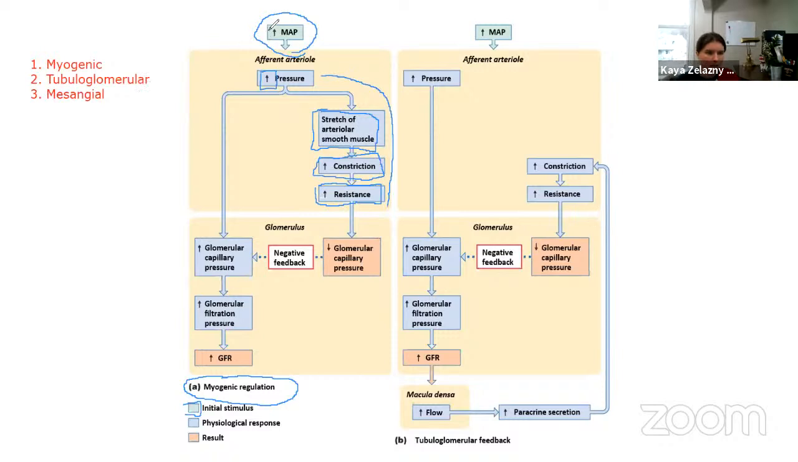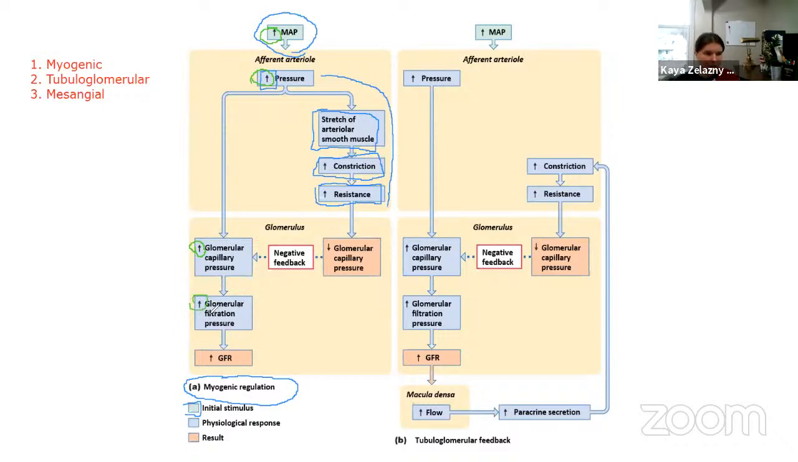Okay. So initially, if we have this rise in mean arterial pressure, and then a rise in the pressure in the afferent arteriole, this is going to raise the hydrostatic pressure in those glomerular capillaries. That's one of our Starling's forces, and it's one of the forces that creates the glomerular filtration pressure, which, remember, is just adding up our forces for filtration and then subtracting from that our forces opposing filtration. So raising blood pressure essentially is raising the pressure in the capillaries, therefore raising the filtration pressure.